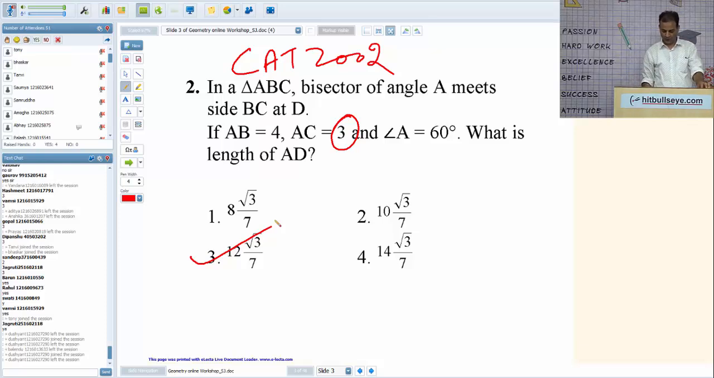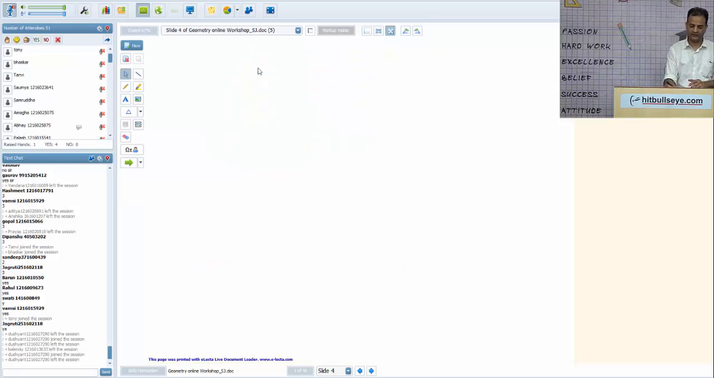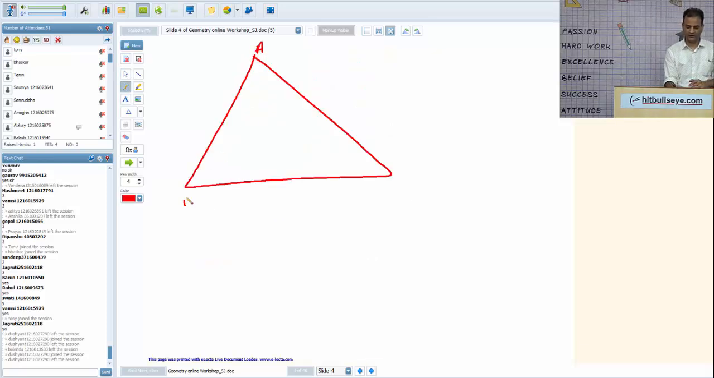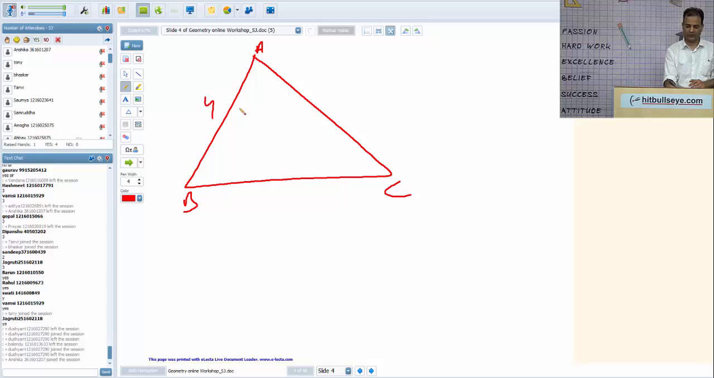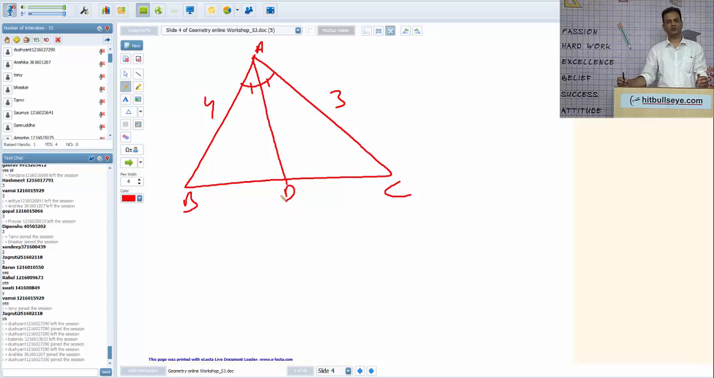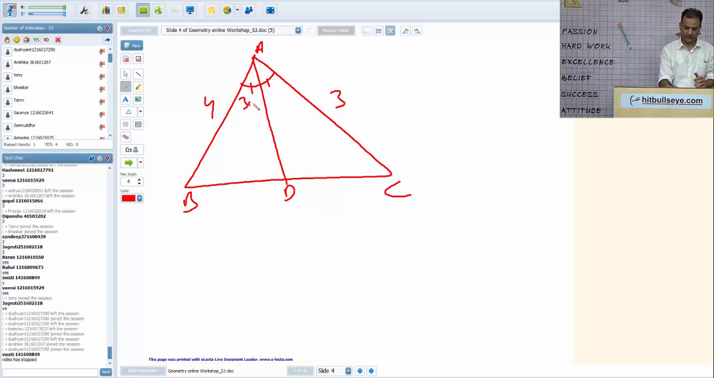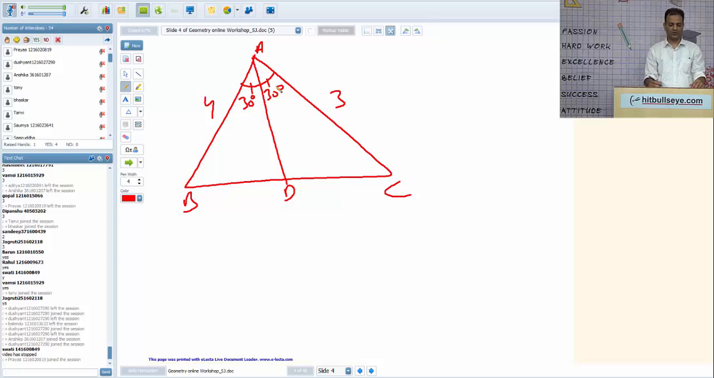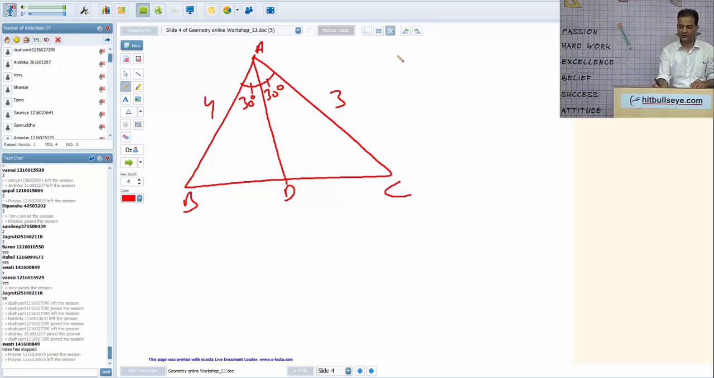Now I will tell you how you can solve this. In triangle ABC, AB is given as 4 and AC is given as 3. AD is the angle bisector. You know the basic property of an angle bisector: it divides the angle into 2 equal parts, so it will be 30. And it divides the base in the ratio of the adjacent sides. Clear? Now, one formula is very important.